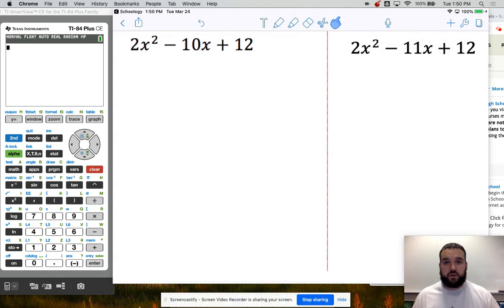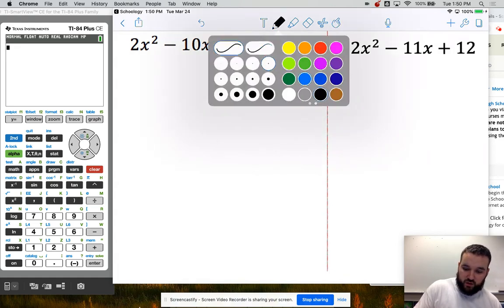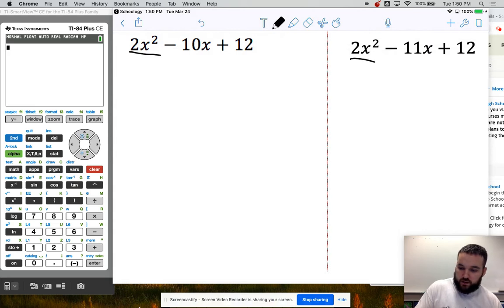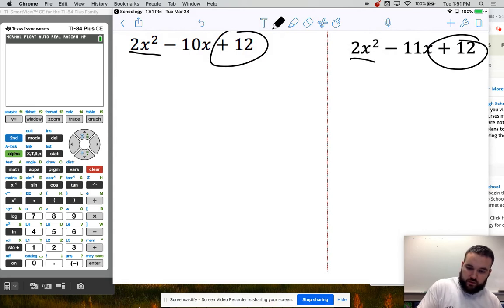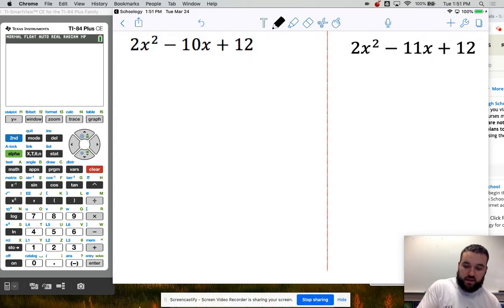One where we have to do the AC method and one where we don't. Notice they both start with 2x squared. They both end with plus 12, but the middle term is different. And that changes everything in how we do this problem.